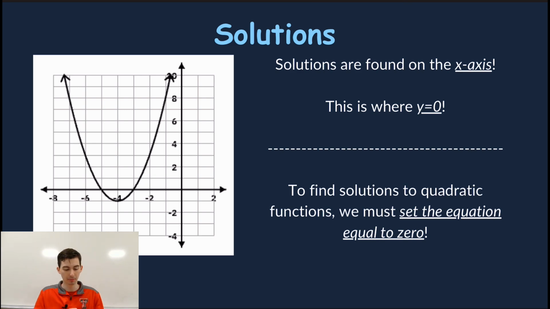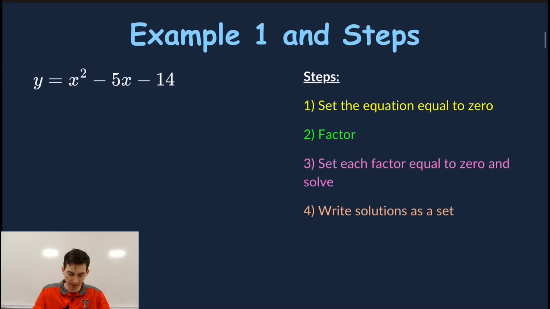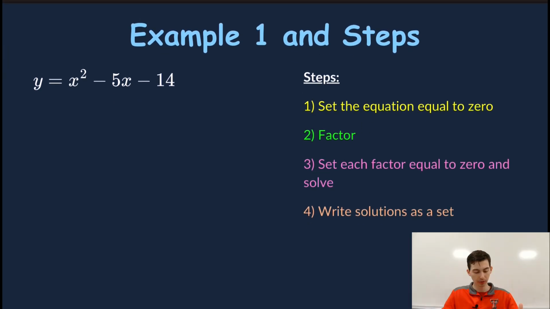So I'm going to go over 3 examples, and for this first example, I'm going to go over the steps. So we've got y equals x squared minus 5x minus 14. So we want to find the solutions, or we want to find the x-intercepts to this equation. So our first step, just like we talked about, we need to set the equation equal to 0. And so sometimes we may have things on one side of the equation that we don't have on the other. Here, we're just going to set that y equal to 0. So we've got 0 equals x squared minus 5x minus 14.